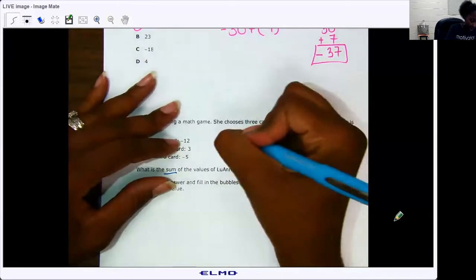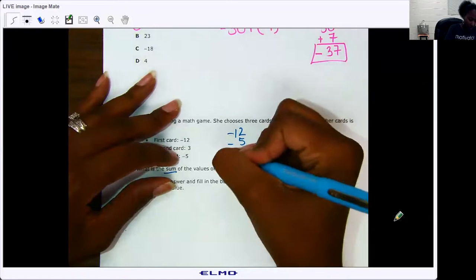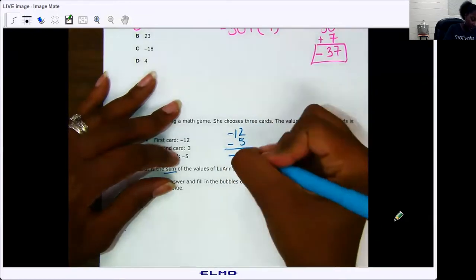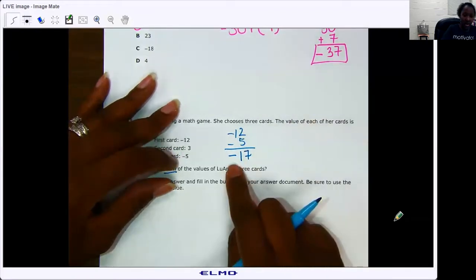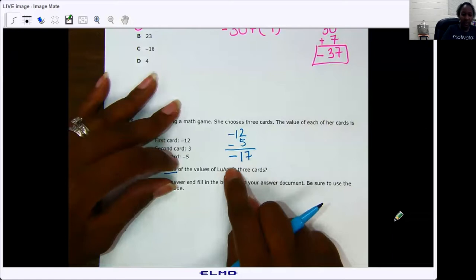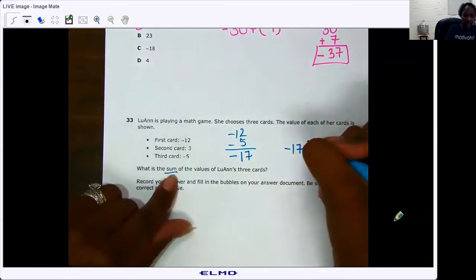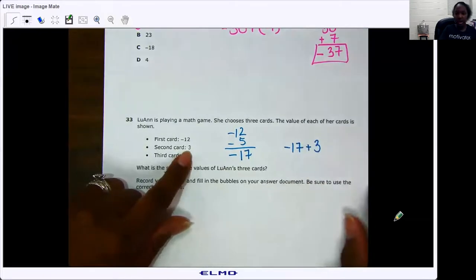So we have a -12 and a -5. They're both going to stay negative, but we're going to add them. 5, 6, 7, and then bring down our 1. So a -12 and a -5 combined is a -17. So now I'm going to rewrite this: -17, and it told us the sum, so we're adding, and then we have 3, okay?